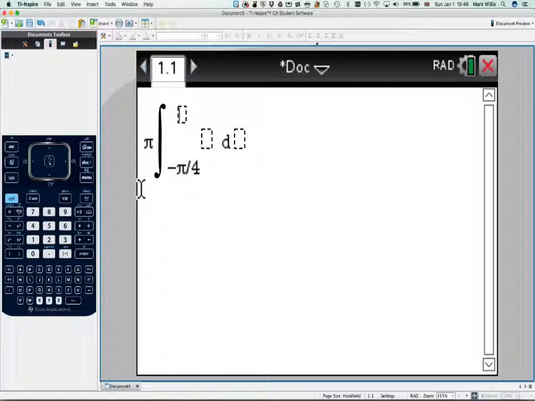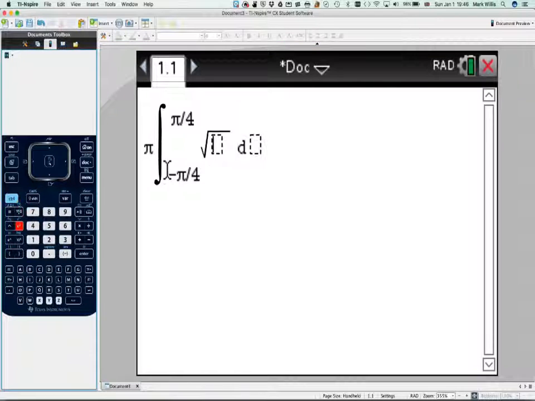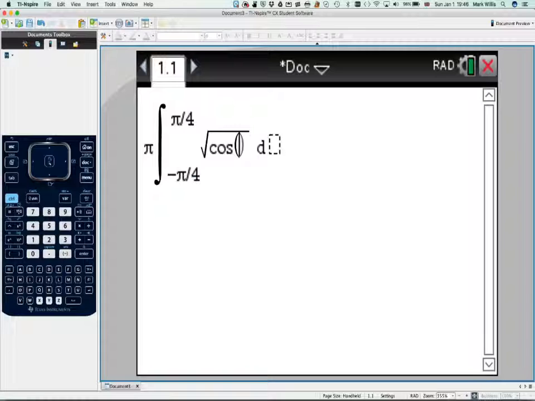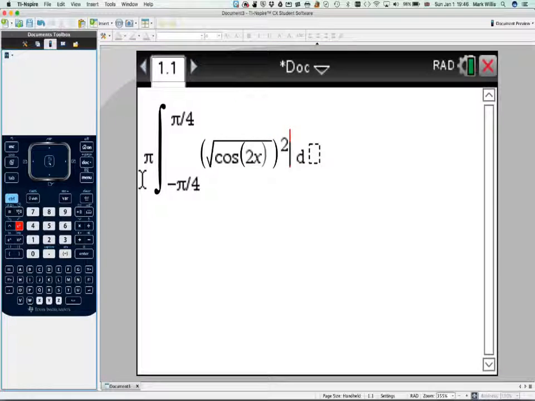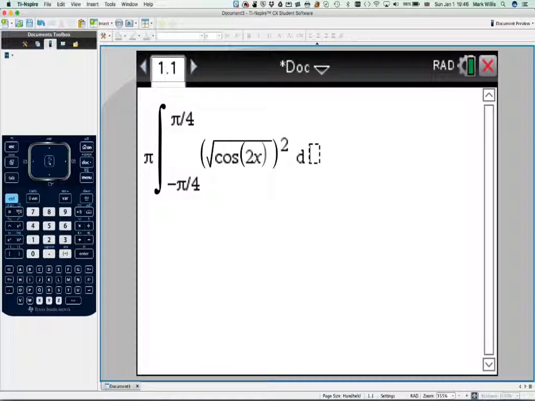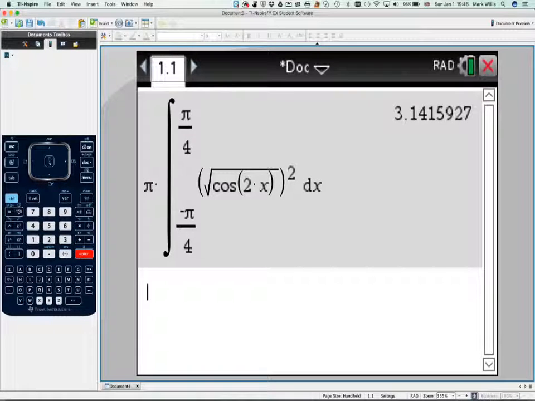To pi divided by 4, and here we need to put the square root, so control x squared of trig cos 2x, and that all needs to be squared, and then put the dx at the end. Press the arrow key, press enter, and you'll see we get the answer of pi numerically.